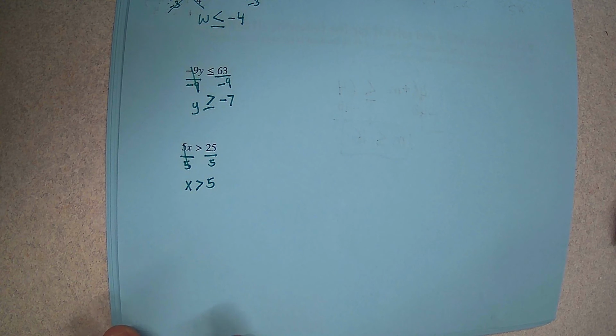All right, just remember, if you multiply or divide both sides by a negative number, then you flip the sign. Otherwise, everything is exactly the same as how we solved regular equations. Sometimes we'll be asked to graph, but other than that, it's exactly the same.